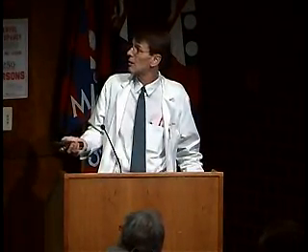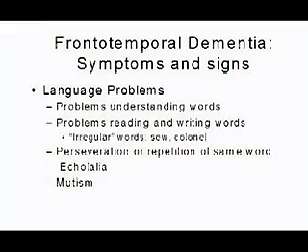As the problems progress, you get more and more problems with language, so that people often have problems not only producing words, finding the right word, but understanding words. They have problems with reading and writing words. This is probably worth mentioning because it is a relatively common problem, particularly in one of the variants of frontotemporal dementia to which I'll return, and it shows the nature of the nervous system in an important sense.